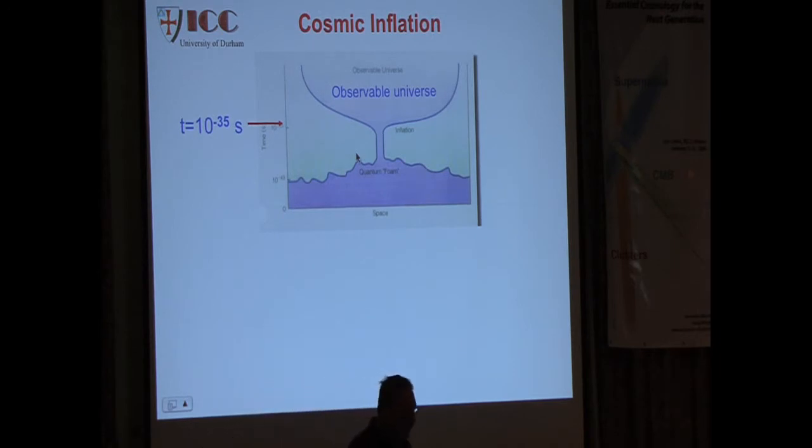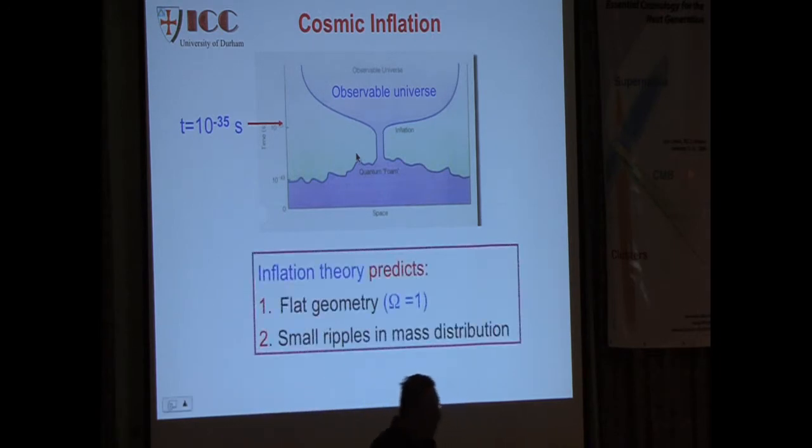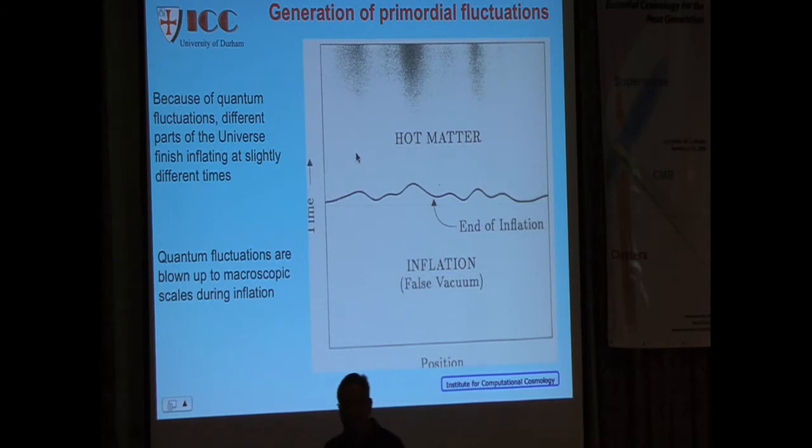It's 25 years old. So I'll just remind you that inflation predicts a flat geometry for the universe, which, of course, is what we appear to have. And also small fluctuations imprinted in the universe very early on. One simple way to think about how these fluctuations come about is sketched here in this diagram, which I think comes from a book by Alan Guth, one of the first to talk about inflation. I think I got this from his book.